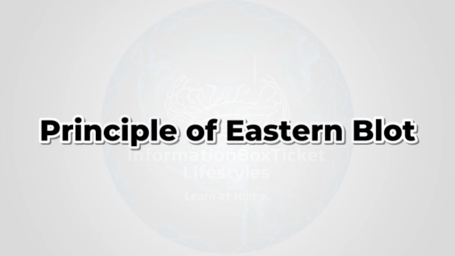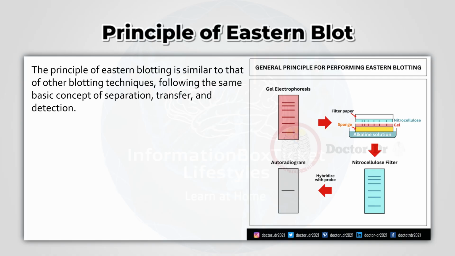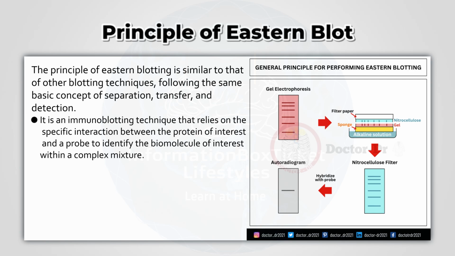Principle of Eastern Blot. The principle of Eastern blotting is similar to that of other blotting techniques, following the same basic concept of separation, transfer, and detection. It is an immunoblotting technique that relies on the specific interaction between the protein of interest and a probe to identify the biomolecule of interest within a complex mixture.